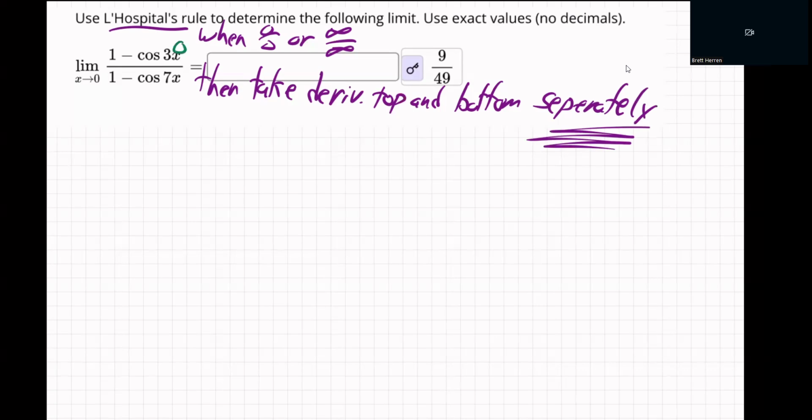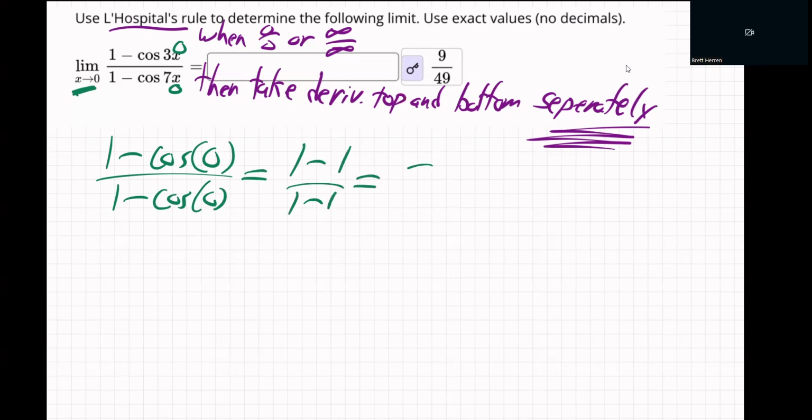Let's plug in a 0 because x is going to 0, right? Plug in a 0. So what do we get? 1 minus cosine of 0 over 1 minus cosine of 0. Well, cosine of 0 is 1. So we get 0 over 0. You might think, okay, good, that's 1 or 0 or something. No, no, no. That's indeterminate. We cannot determine what that is. We have no idea what that is. It's indeterminate.